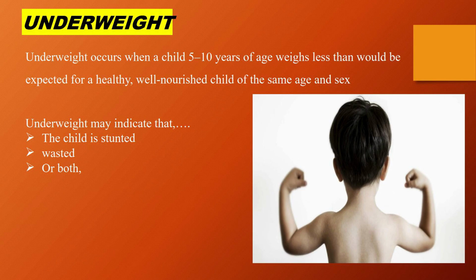Now, if the child is underweight, what are the indicators to call a child underweight, or what are the things reflecting that a child is underweight? So, underweight may indicate, one, that the child may be stunted, that means he or she has not grown to the height they should have. Then the underweight child may be wasted, or may have both wasting as well as stunting.